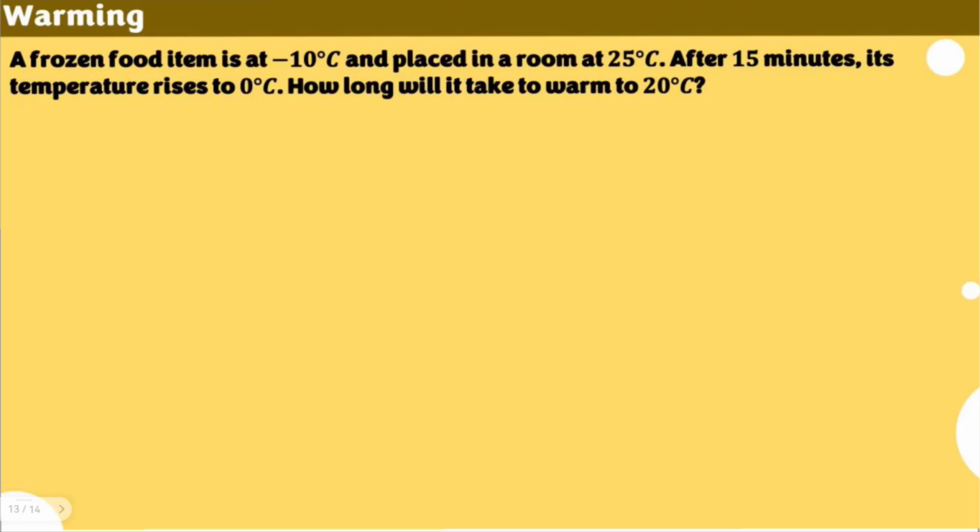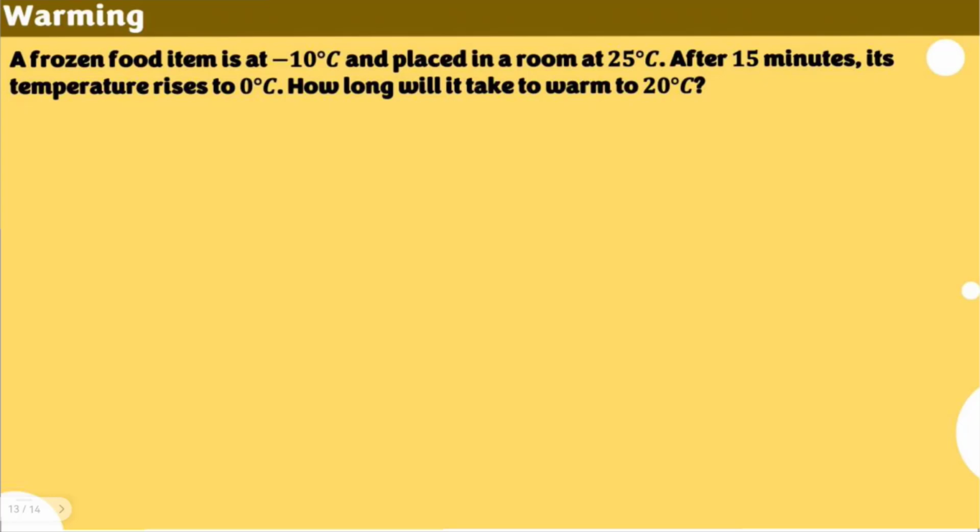You have a frozen food item at negative 10 degrees Celsius and placed in a room at 25 degrees Celsius. After 15 minutes, its temperature rises to 0 degrees Celsius. So we would know that from negative 10 degrees Celsius to 0 degrees Celsius, of course, the frozen food item actually was being warmed. The question is, how long will it take to warm the same object to 20 degrees Celsius, provided that the same room temperature of 25 degrees Celsius is given?